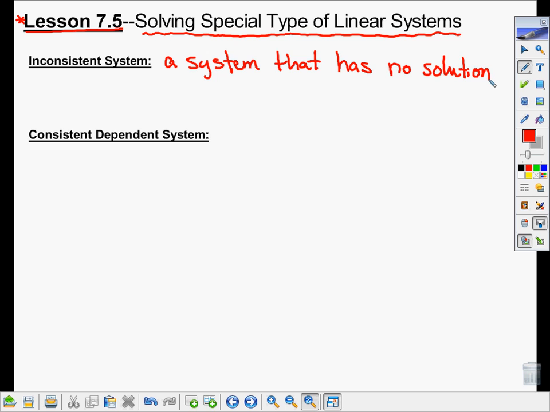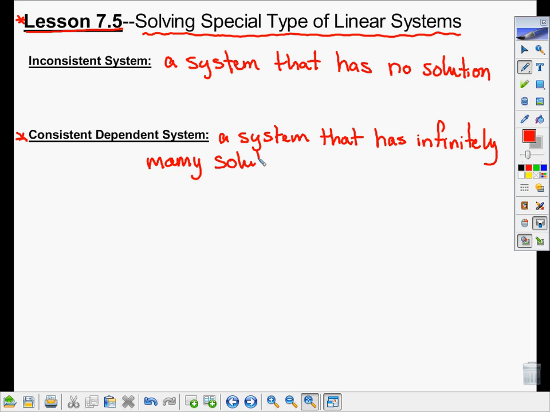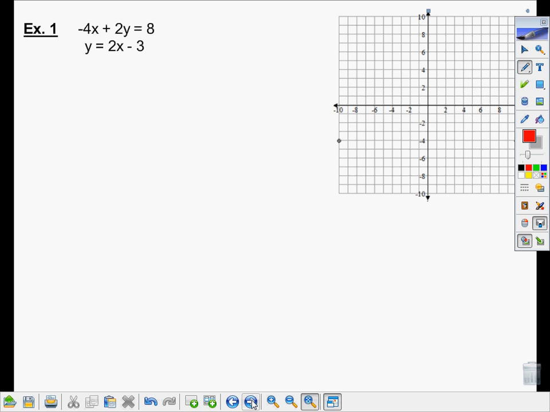And then we'll also define what a consistent dependent system is, and that is a system of linear equations that has infinitely many solutions. We will add briefly to that too, so give yourself a little more room. I'm going to move to a new slide here, and don't worry about graphing anything.